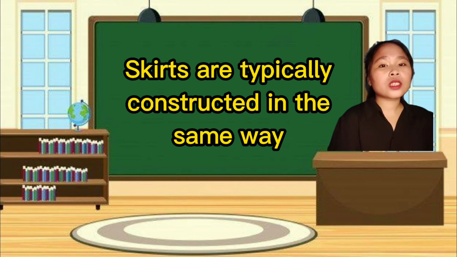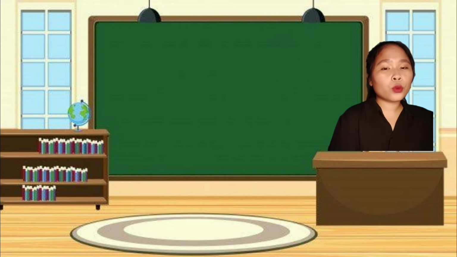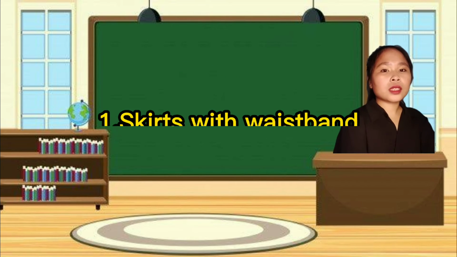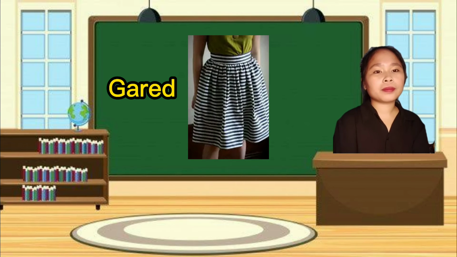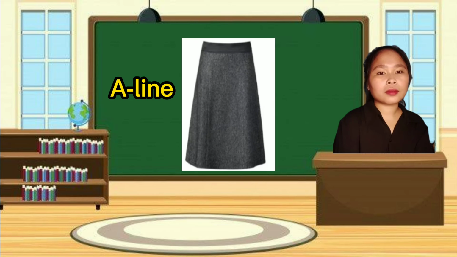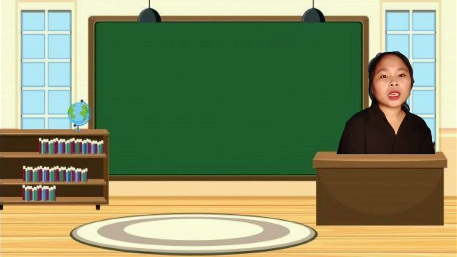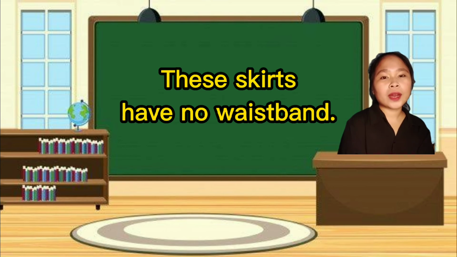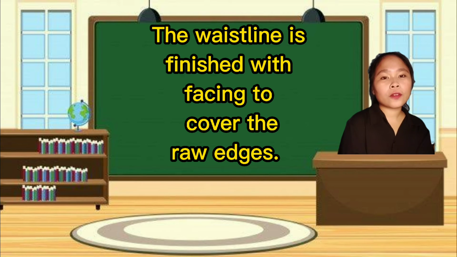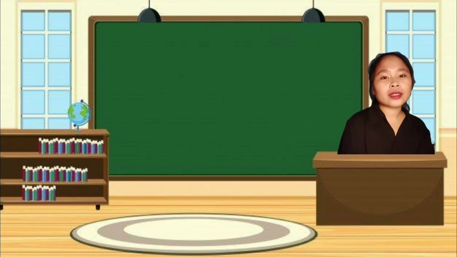Skirts are typically constructed in the same way. Some have waistbands, whereas others don't. Others feature pleats, while some still have a perforation for a fastener. Skirts with waistband: the waistband has an interfacing to give body to the band. Example. Skirts with continuous waistline: these skirts have no waistband. The waistline is finished with facing to cover the raw edges. Example.